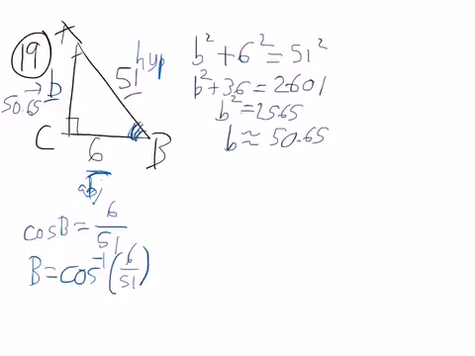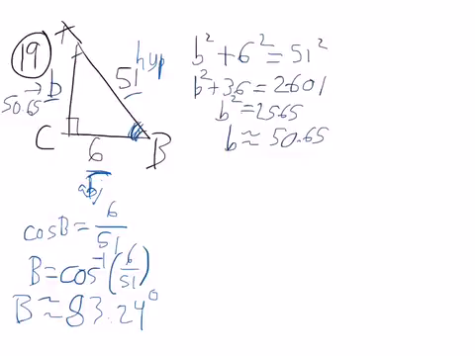I grab my calculator, make sure my calculator is in degree mode. So inverse cosine of 6/51. I wasn't in degree mode after that, no big deal about it. And I get about 83.24 degrees. So that's what angle B is.